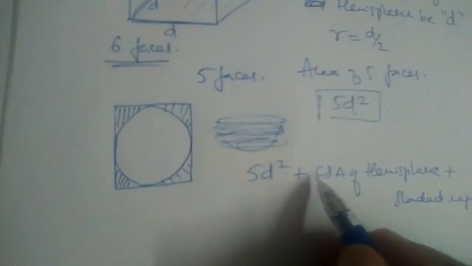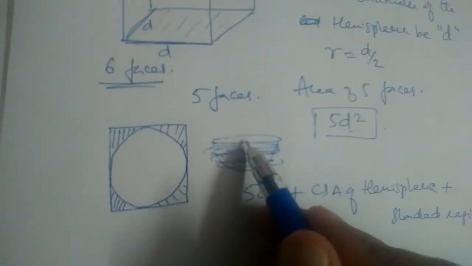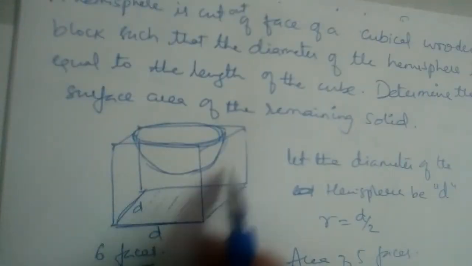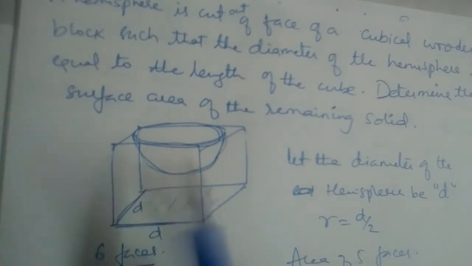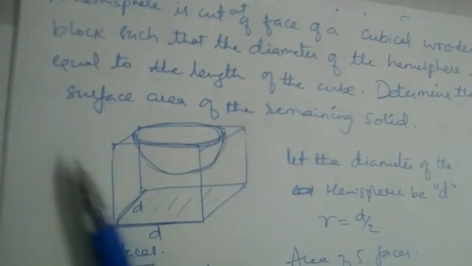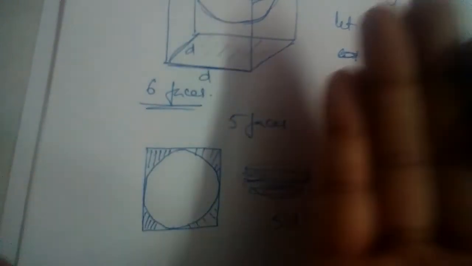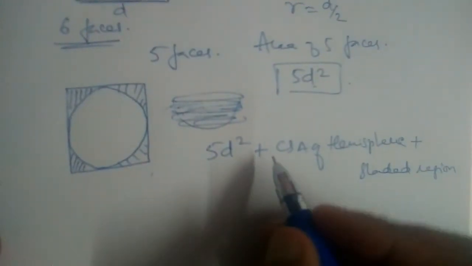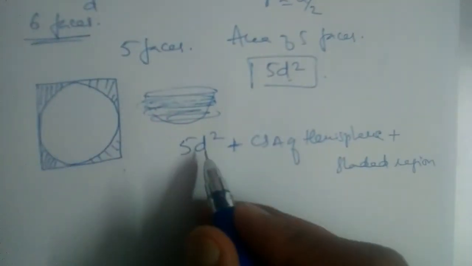Why are we adding this curved surface area of hemisphere? Most of the students will make a mistake. They will actually subtract this. See, imagine that you are going to paint this solid. You will paint the 5 sides of this, right? Front side, back side, these 2 sides, and the bottom also, total 5. Now you'll paint this part also, but what about this part now? The curved part will also be there, right? So it is plus 5d square plus curved surface area of hemisphere plus shaded region.